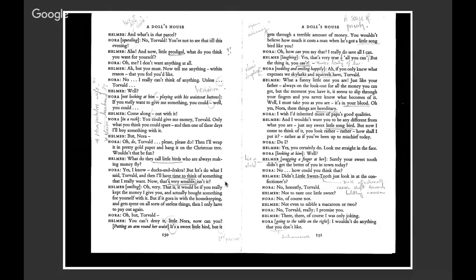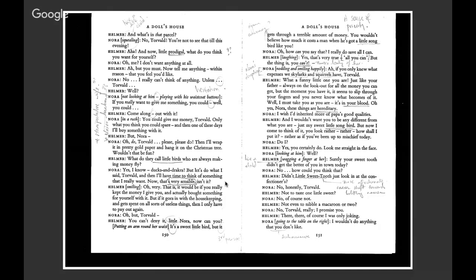He asks, "Well?" and Nora, not looking at him, playing with his waistcoat buttons instead, says, "If you want to give me something, you could, well, you could come along out with it. You could give me money, Torvald, only what you think you could spare, and then one of these days I'll buy something with it. Oh, do, Torvald, please, please do. Then I'll wrap it in pretty gold paper and hang it on the Christmas tree. What do they call little birds who are always making money fly?" "Yes, I know, ducks and drakes. But let's do what I said, Torvald, and then I'll have time to think of something that I really want. Very sensible, isn't it?"